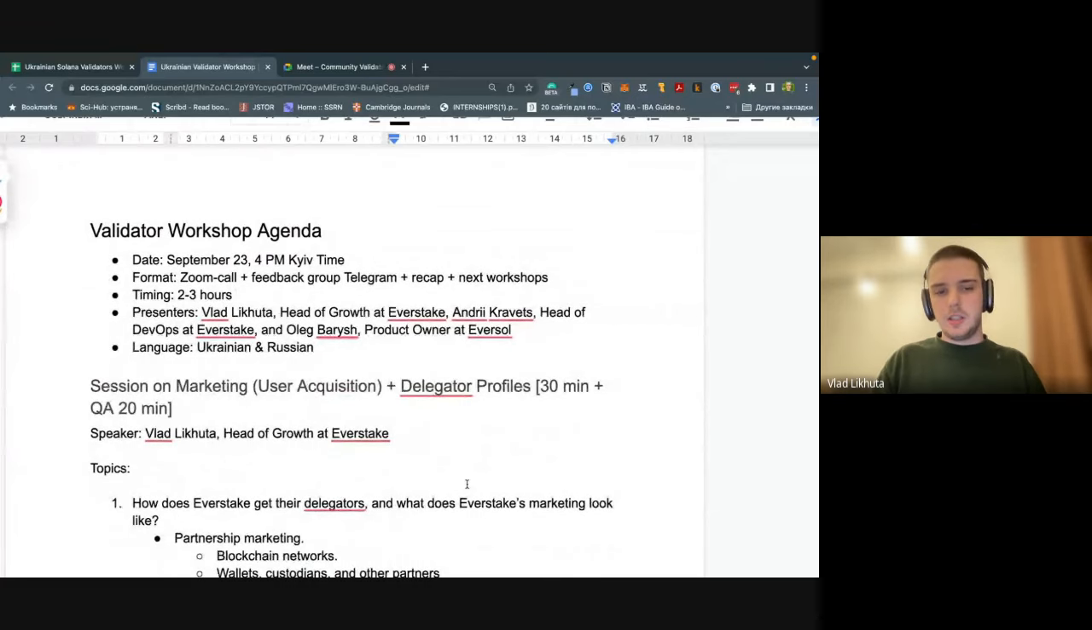The target audience of this validator workshop is Ukrainian validators that are based in Ukraine, or who for some reason relocated for now, but are willing to get back to their homeland, and who would like to learn more about how to be a better, responsible validator, right? So we are going to host a workshop next Friday, September the 23rd, at 4 p.m.